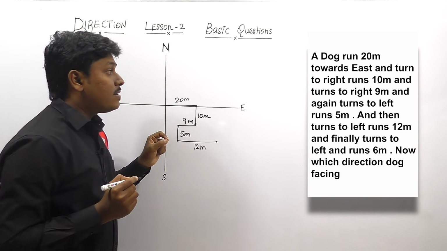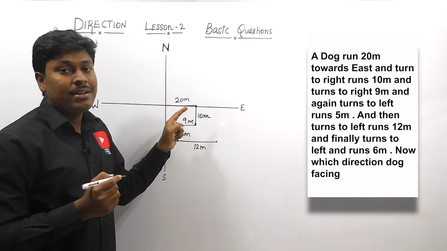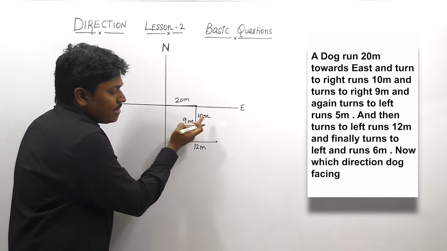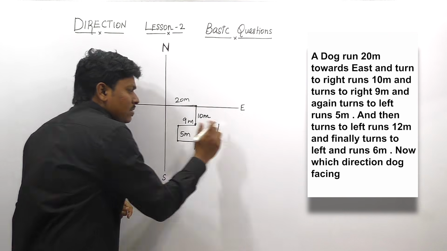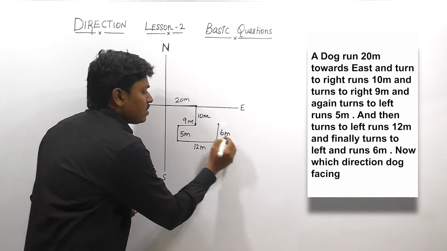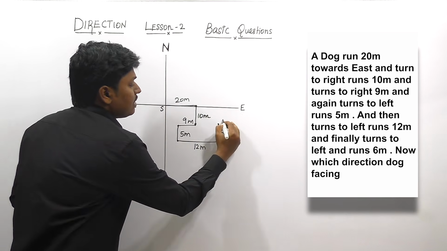And finally turns left and runs 6 meters. So friends, from this point again the dog turns left and runs 6 meters. Left hand side will be this side. So the dog is covering 6 meters. Friends, listen carefully. This is 5 meters. So 6 meters should be here, right? So 6 meters. So the dog is at this point. So friends, I think this is the starting point and this will be the ending point, right?